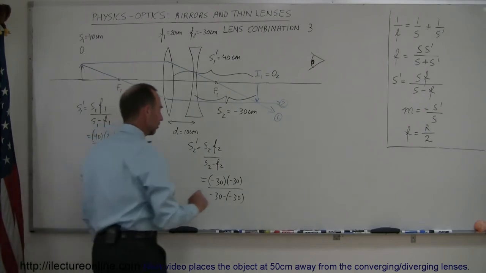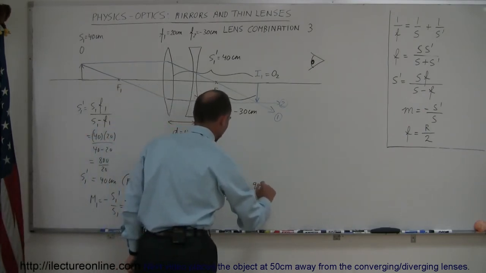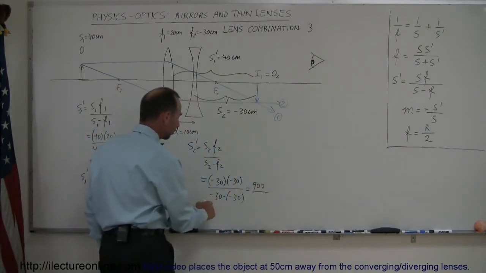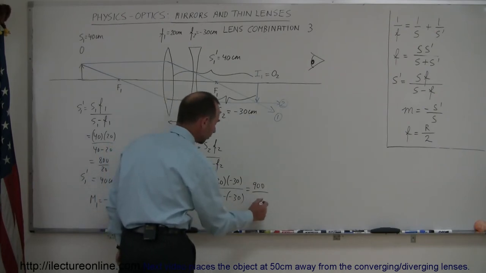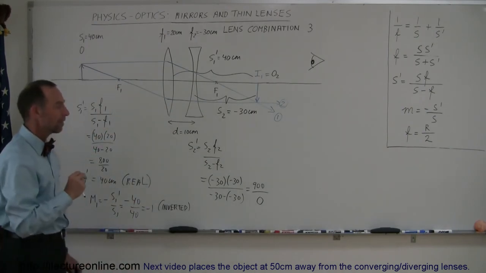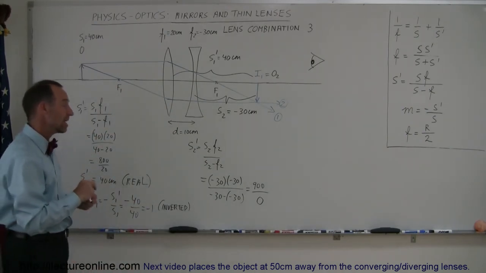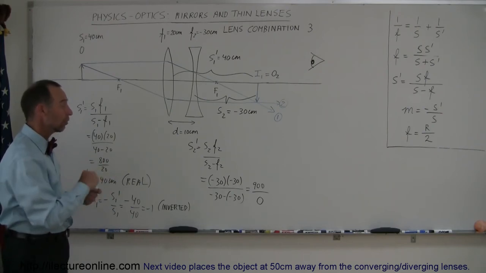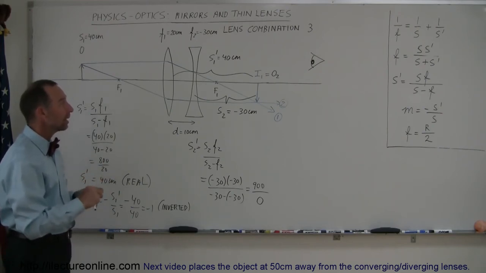This is a positive 900 divided by minus 30 plus 30, which is 0. Wow. What does that mean? We have a 0 denominator. That means the image of the second lens is at infinity.